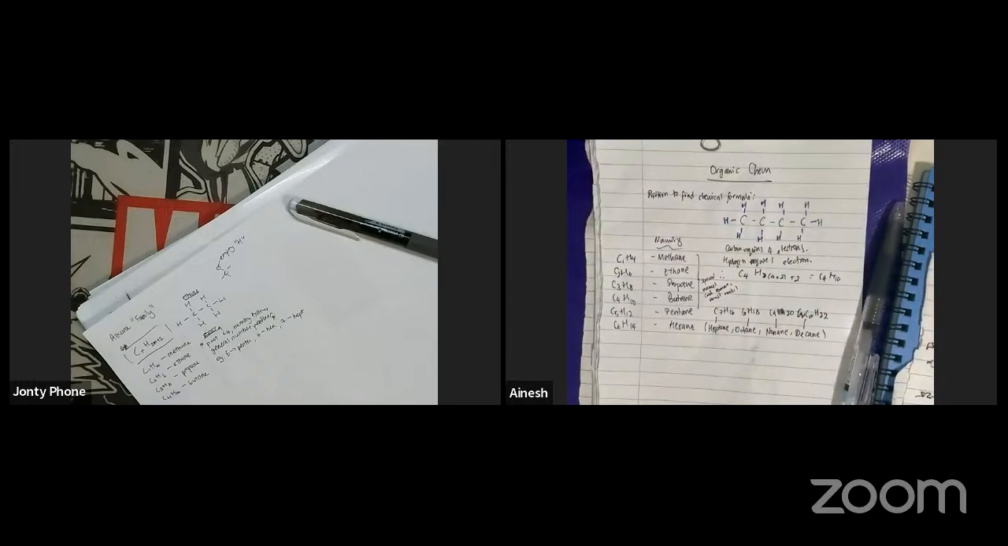Thank you very much. Now, your visual sense is to be tested here. Both of you draw in the Jamboard. Okay. Ainesh left. Jonty right. Draw. C5H, I put a question mark there. Please draw that. Okay.